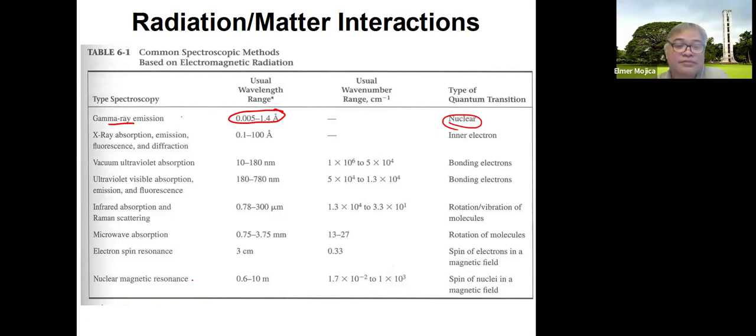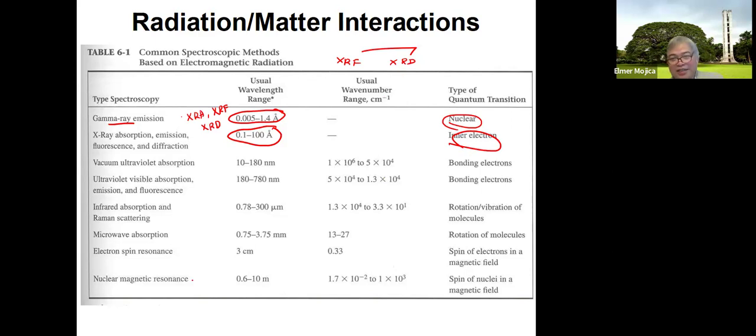And then we have the X-ray absorption, emission, fluorescence, and diffraction. So we have the XRA, XRF, and XRD. The usual wavelength is between 0.1 to 100 angstrom, and you have inner electrons. So where do you think you use the XRF and XRD? I have experience using both of them. The XRF is just a gun, but it comes in a very big attache case.